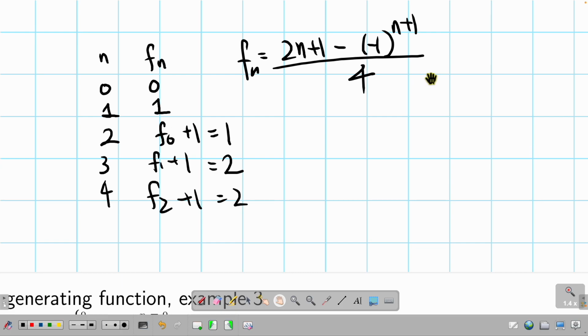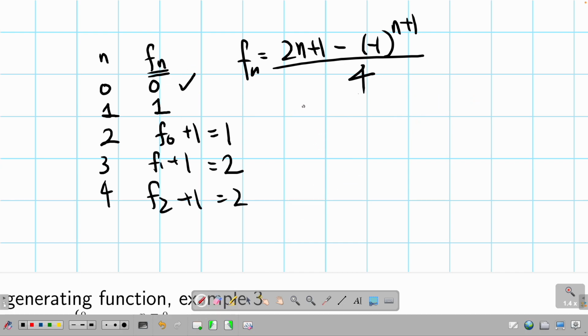To check whether or not this is true, we can use mathematical induction. But in this course, this time we do not do anything on mathematical induction. So we will just put in some n values to check if it is true. Suppose n is 0, we should get Fn is 0. So let's see, if n is 0, we will get 0 plus 1 minus 1 divided by 4, which is 0 divided by 4, which is 0. So the n is 0 case is true.